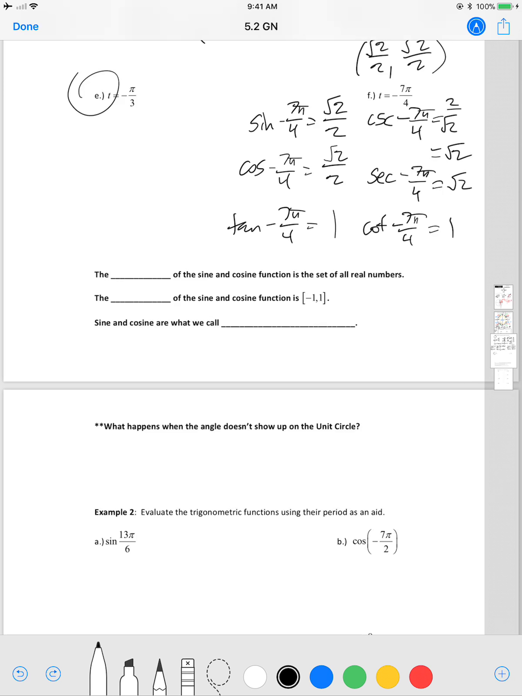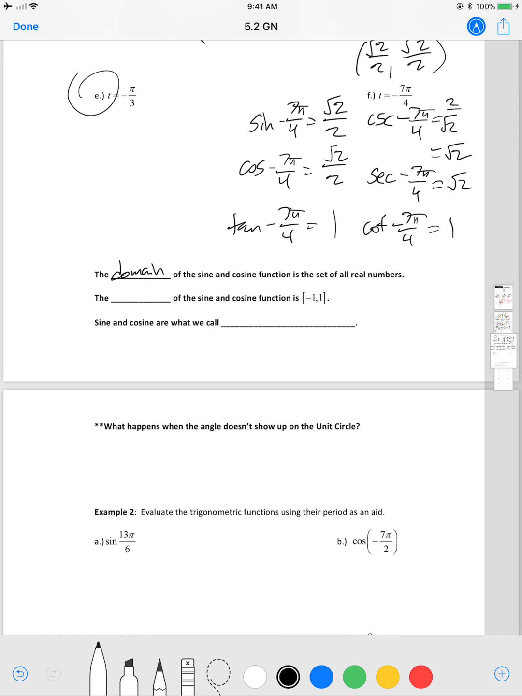The blank of the sine and cosine function is the set of all real numbers. That is the domain. Remember, domain is what we can put into a function. So for the sine and cosine functions, I can plug in any value that I want. I have no problem with negative numbers. I can plug in fractions. I can plug in square roots. I can plug in 0. So I can plug in any angle value and get back an answer.